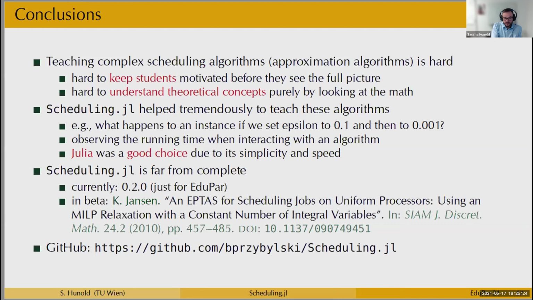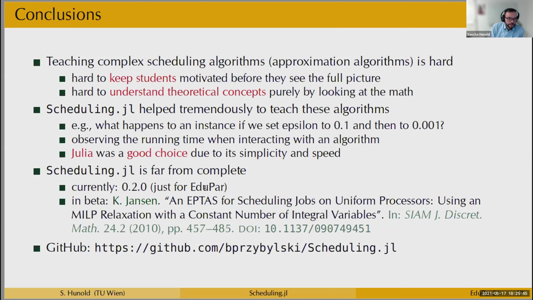Once we use scheduling.jl so that they play with these algorithms, this has changed. I mean, at least for me. I don't have a scientific proof of this. And Julia was a perfect choice for this, because it's simple to use. It's somewhat MATLAB-like, and it's really fast.